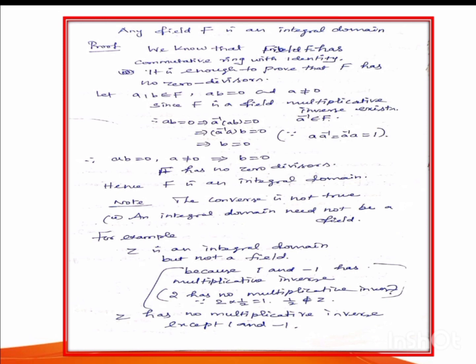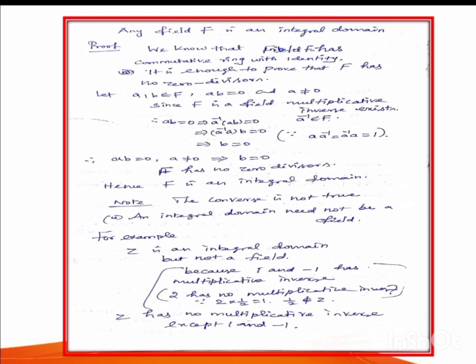So therefore AB equal to 0, with A non-zero, implies B equal to 0. We get the result. A ring R is said to be without zero divisor if AB equal to 0 implies either A = 0 or B = 0. So the condition is satisfied. This F has no zero divisors. So the 3 conditions are satisfied. This F is a field, a commutative ring with identity element and without zero divisor. Therefore this field F is an integral domain.